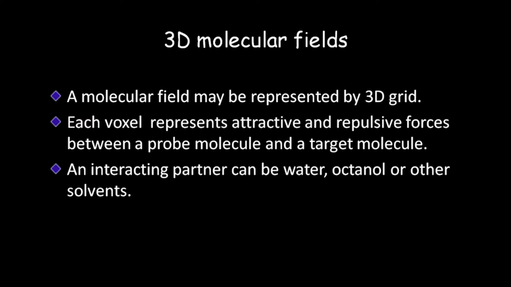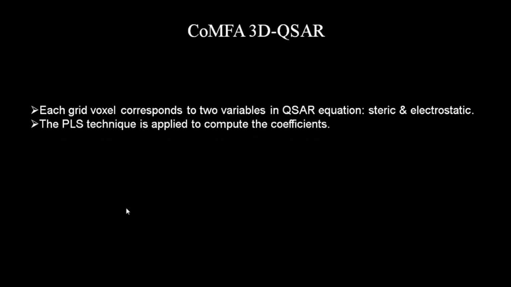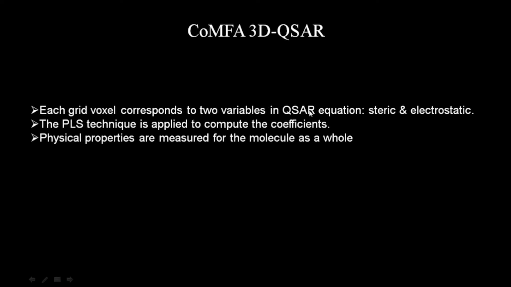The probe can be water, octanol, it can be even carbon, simple oxygen, hydrogen. So each grid voxel corresponds to two variables in QSAR, steric and electrostatic. Then the partial least square technique is applied to compute the coefficients. Once you place a probe and measure the steric and electrostatic interaction between the molecule and that probe, you measure that, and then you try to correlate it with the activity.